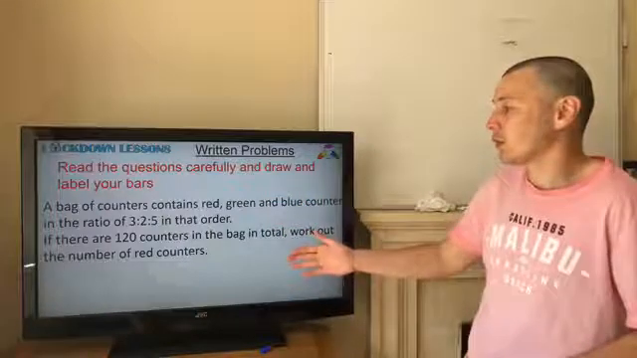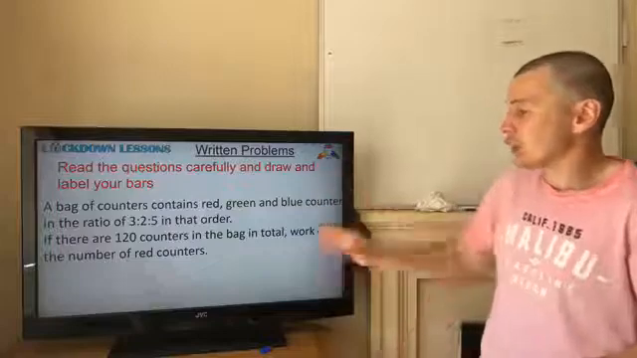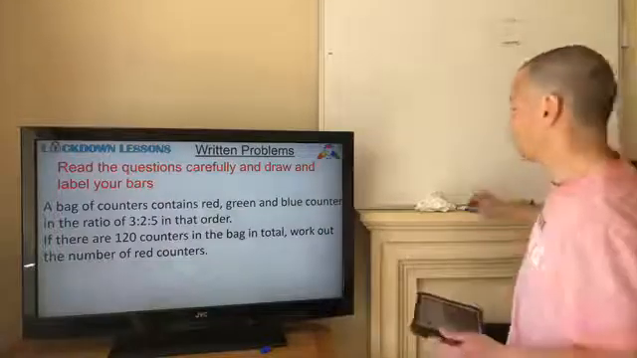So think about what we're doing for this question here. Draw your 3 bars down and then go from there. So it's red, green and blue, isn't it?